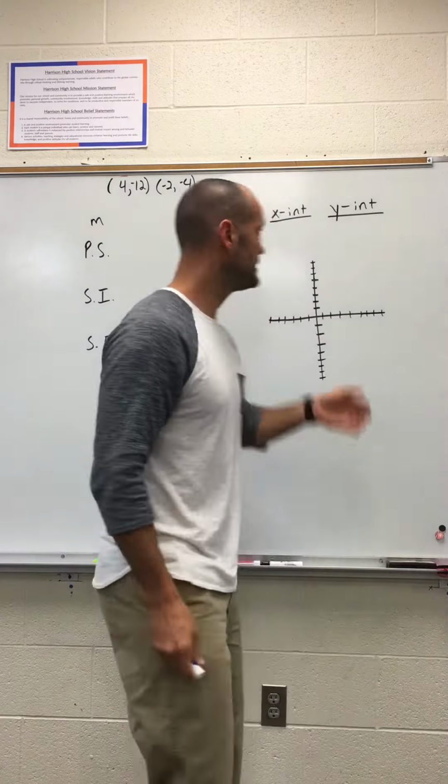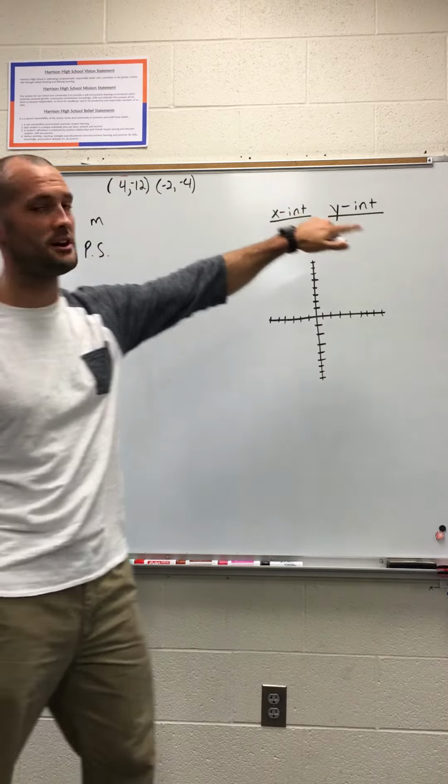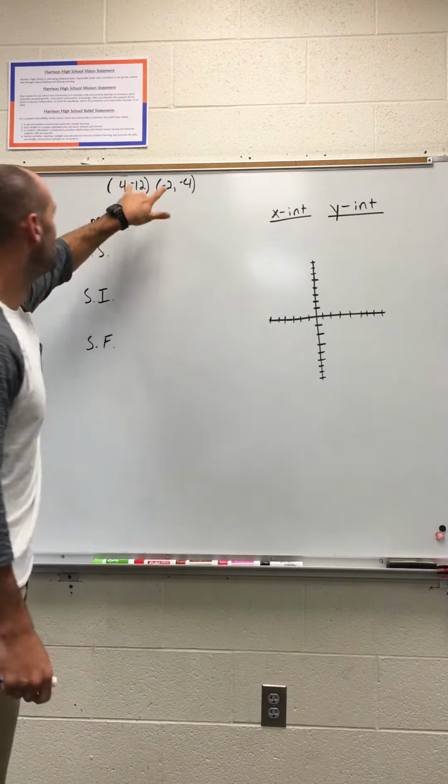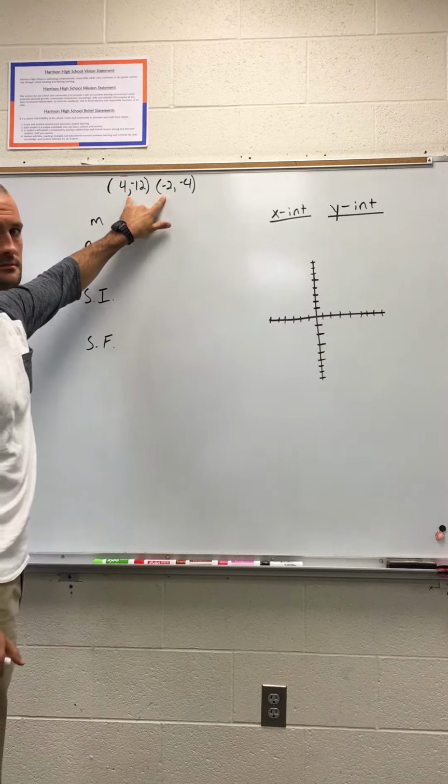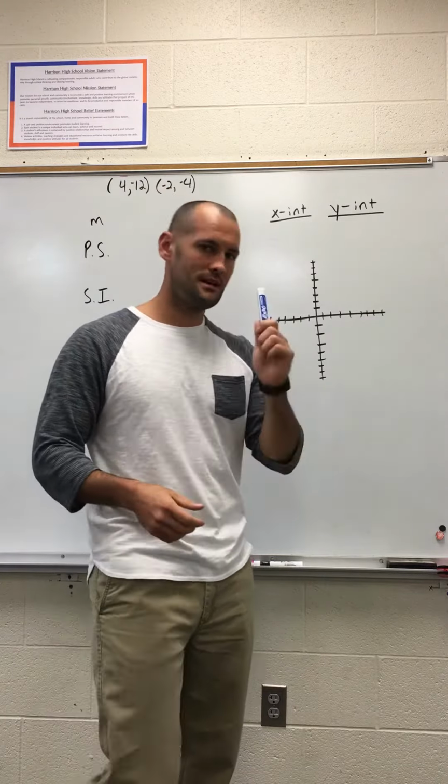So starting off, if you have me in class, you know that we always start with point slope. So all they give us are 2 points. So if we need point slope, we need a point and a slope. We're missing a slope. It's first order of business.